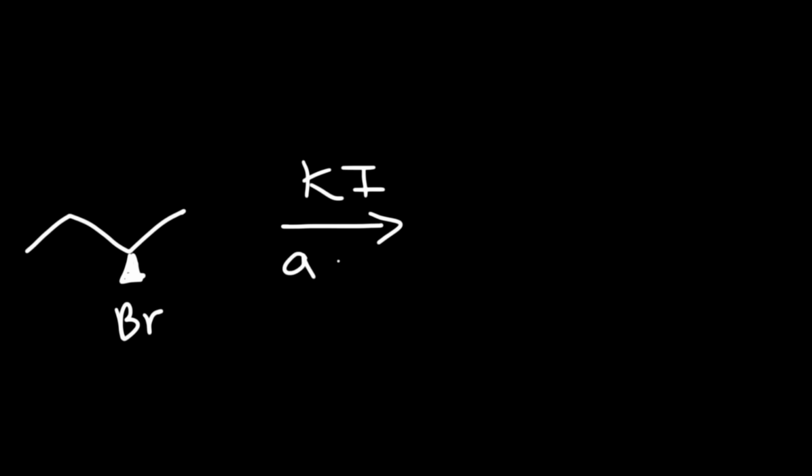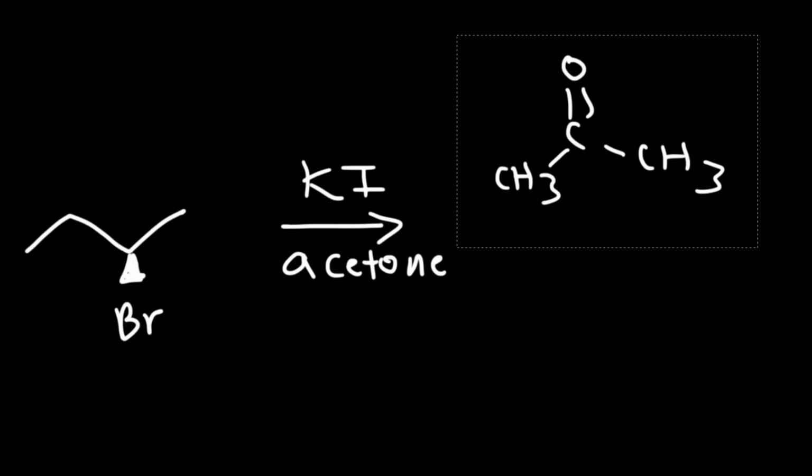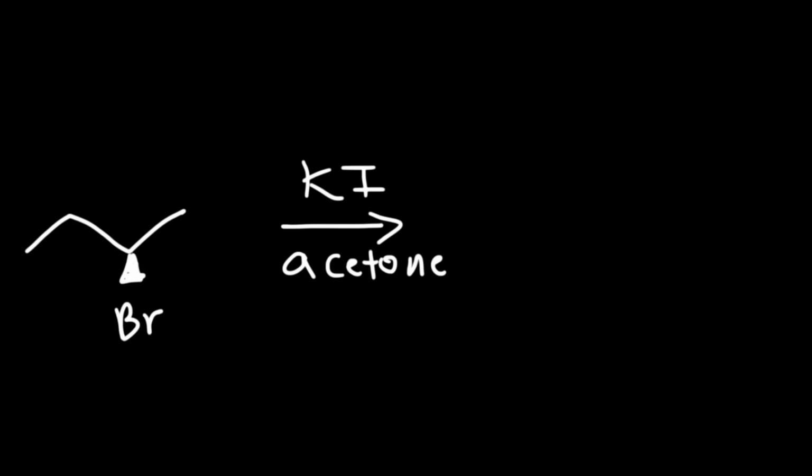Now let's work on some other examples. Let's say we have, in this case, 2-bromobutane, and let's react it with potassium iodide in acetone. Acetone is a polar aprotic solvent. There are no OH or NH bonds. And it turns out that polar aprotic solvents enhance SN2 reactions. What do you think the major product for this reaction will be?